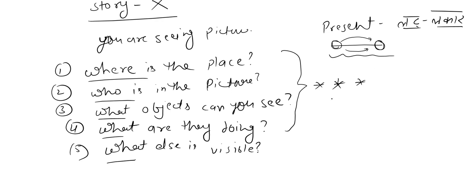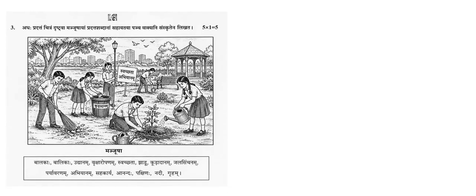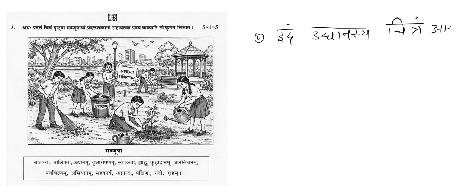So now we are seeing some examples. I will show you the picture now, and based on that we will practice. As I said, first of all we have to observe where the place is. First question, you can write here: Idam udyanasya chitram asti. We have written the first sentence.